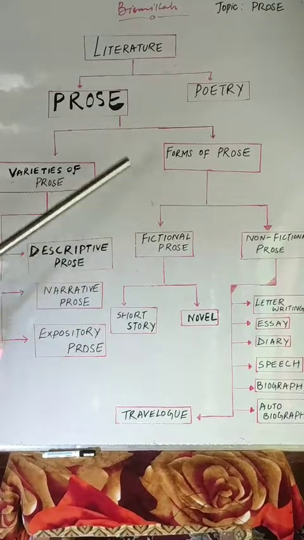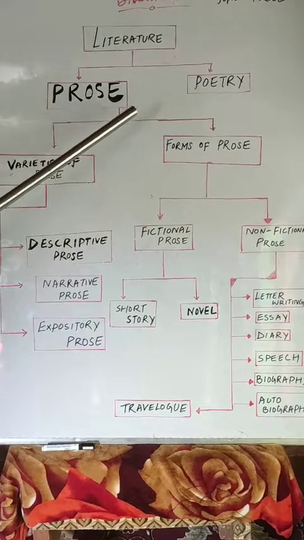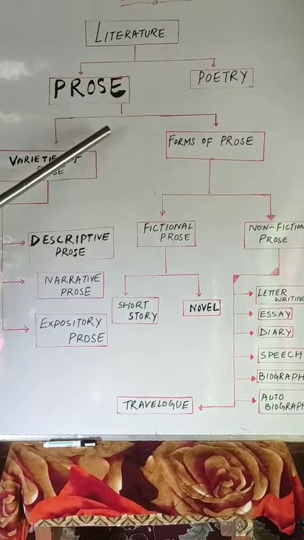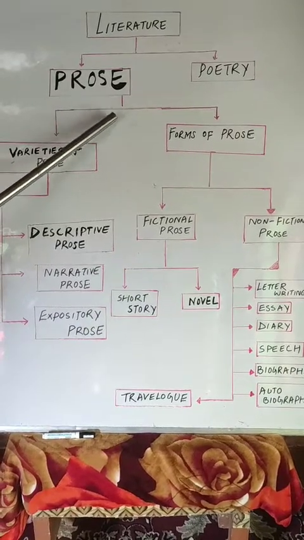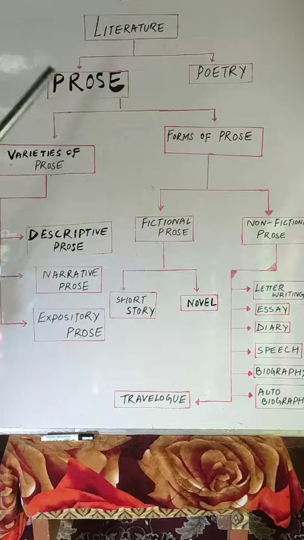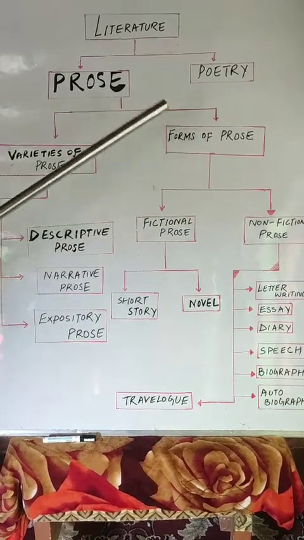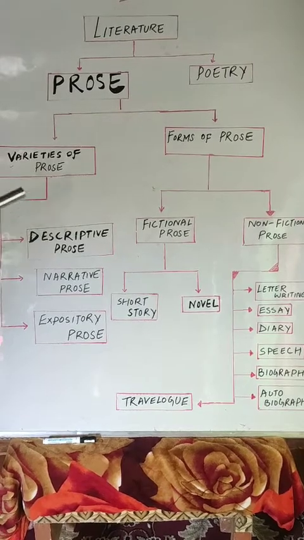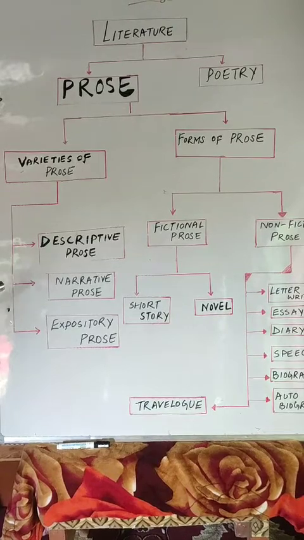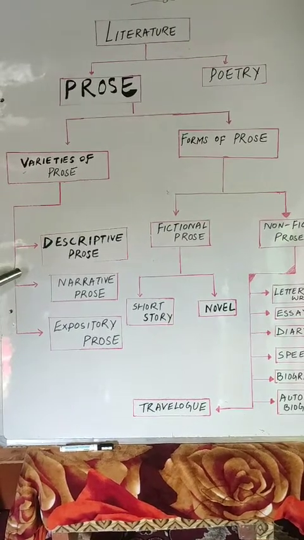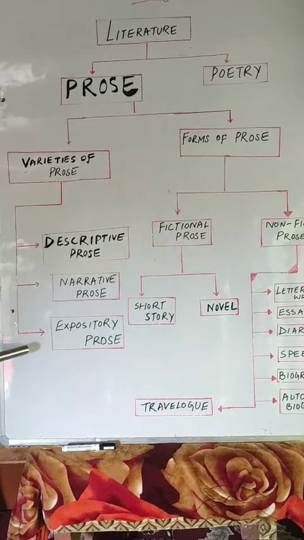Now, this literature is divided into two categories. The first is prose, the second is poetry. Prose is what we are going to discuss today. Prose is categorized into two forms. The first category is varieties of prose, the second is forms of prose. The varieties of prose are divided into three categories: descriptive prose, narrative prose, and expository prose.